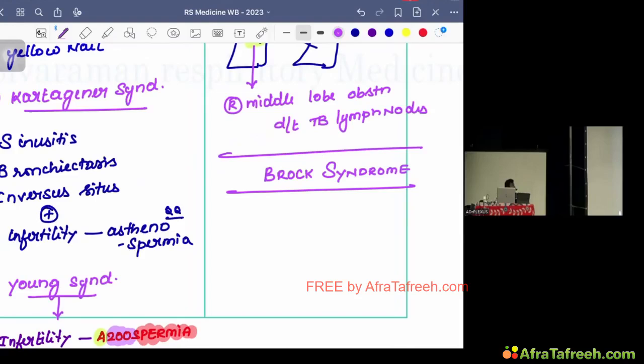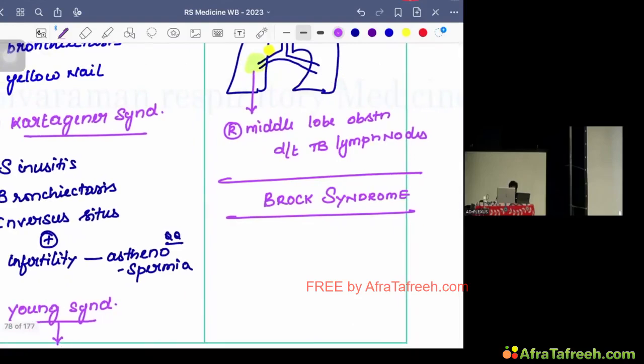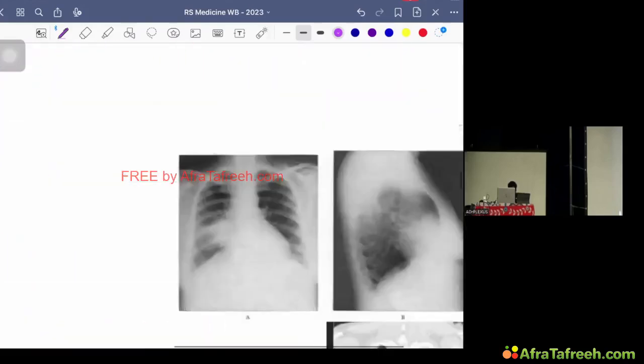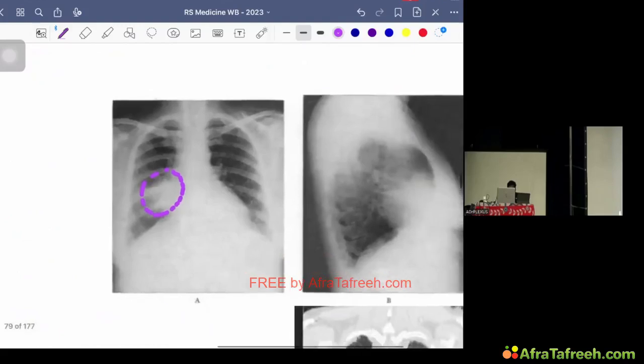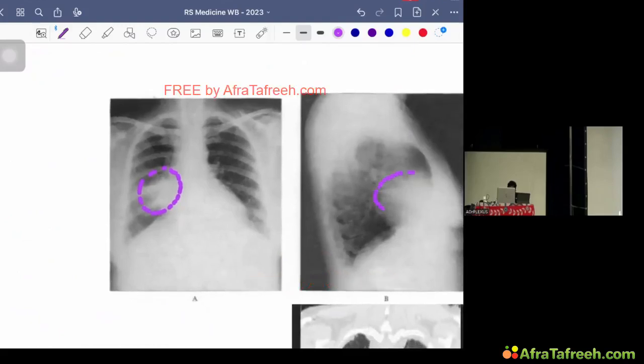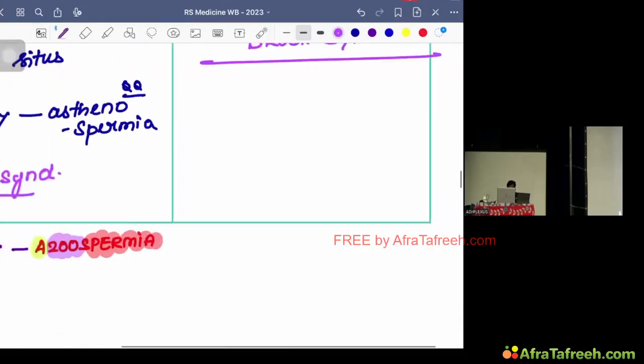Right middle lobe obstruction due to TB lymph nodes is called Brock syndrome. In this image you can see a haziness over the right middle lobe, or near the right middle lobe, and this is called Brock syndrome. Right middle lobe obstruction by lymph nodes in TB patients is called Brock syndrome.